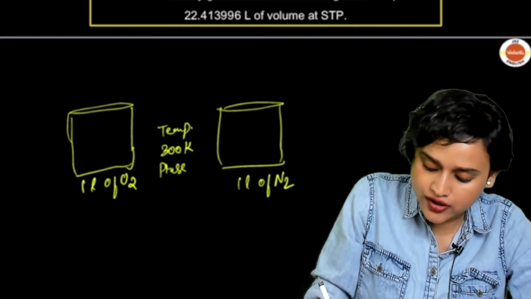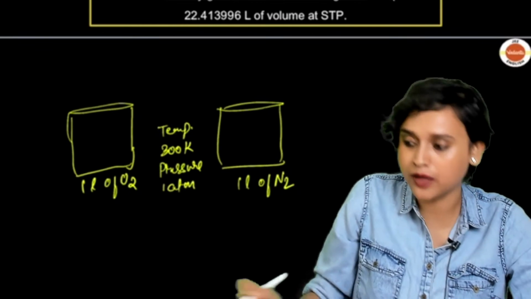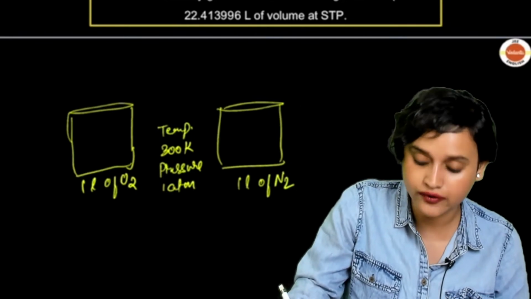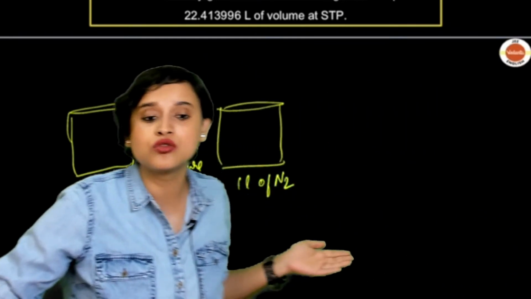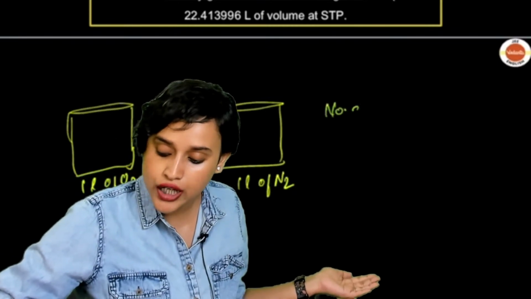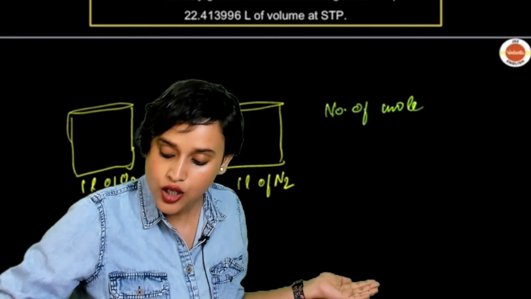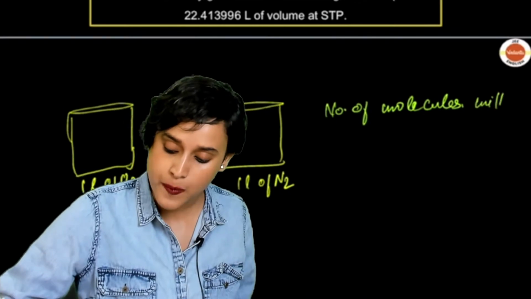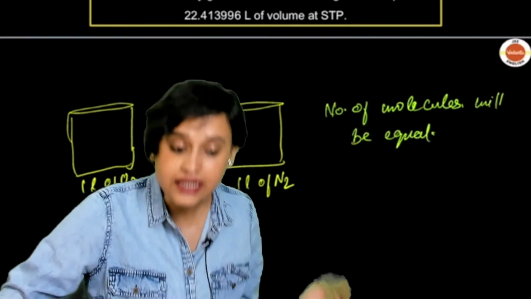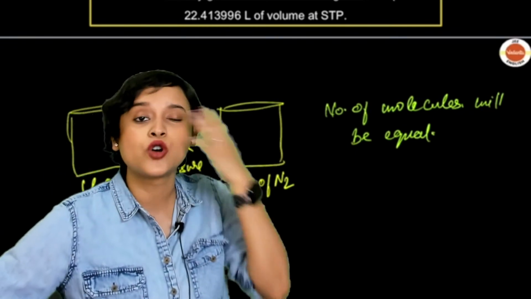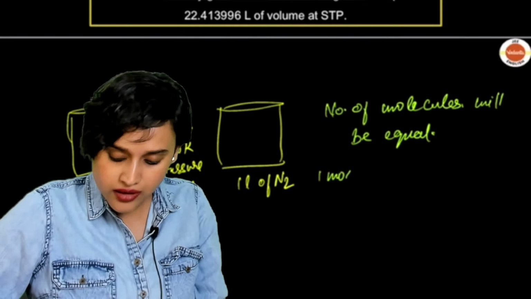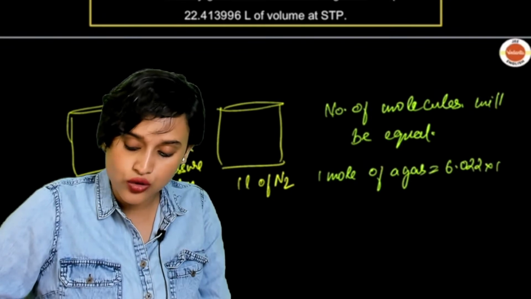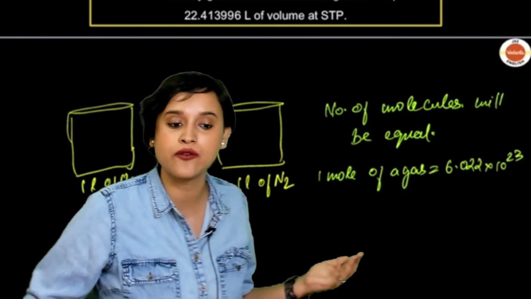And let's say pressure is also equal to 1 atmospheric pressure. In this scenario, we will see that the number of molecules of both the gases will be exactly the same. That is what we will see. The number of molecules will be equal, and that number is the Avogadro number, everybody knows this as well, right? 1 mole of a gas is equal to 6.022 into 10 to the power 23 molecules. That is your Avogadro number.